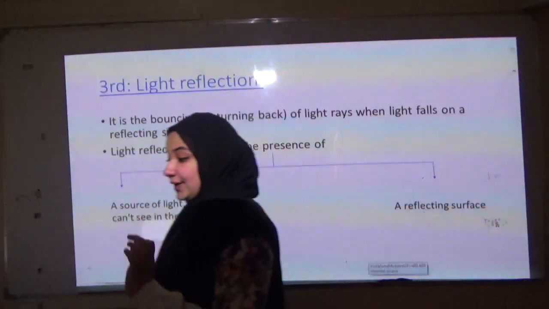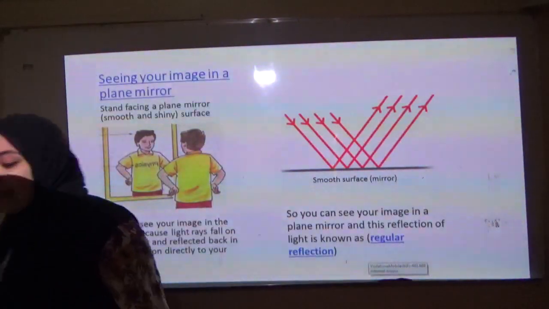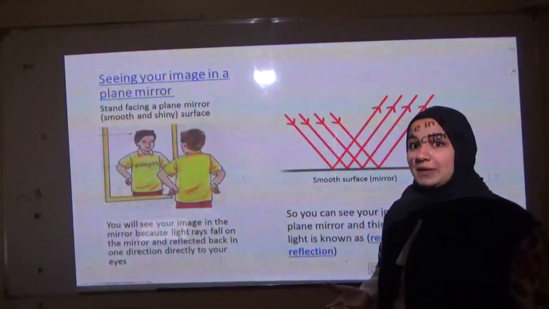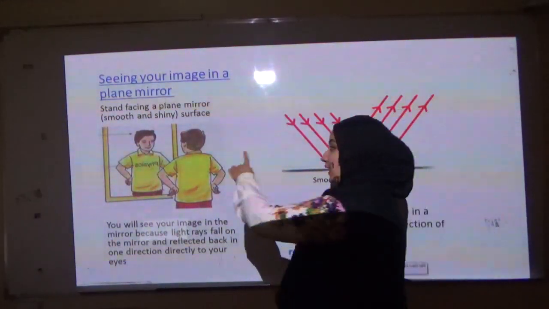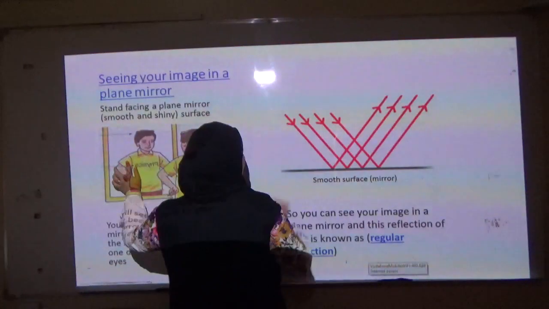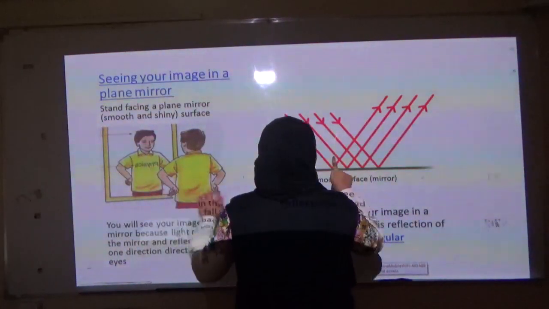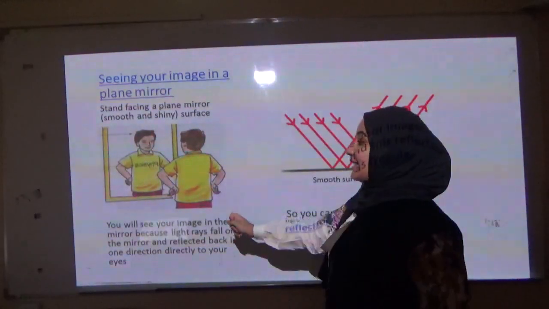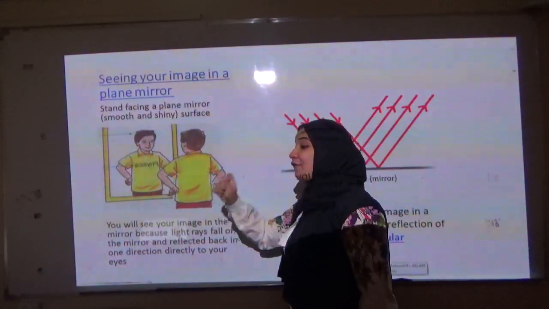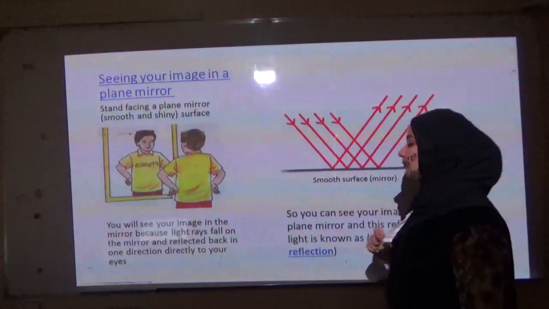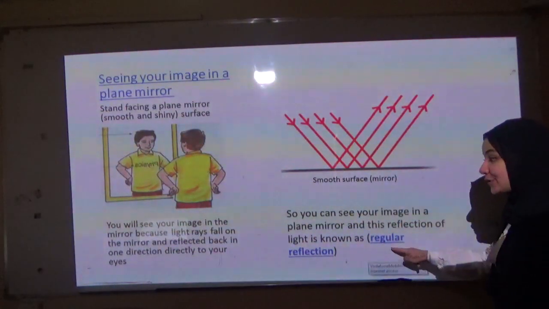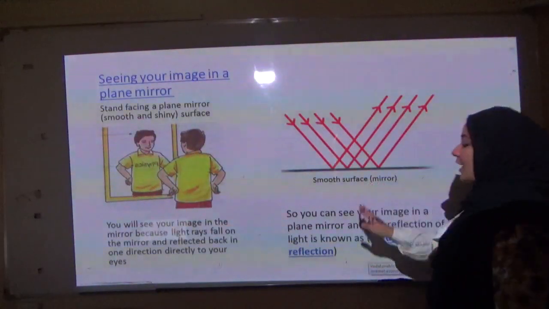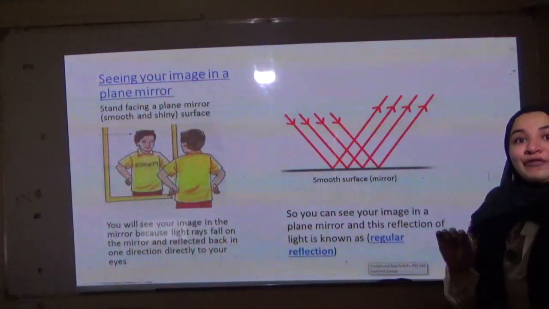For example, the mirror, seeing your image in the mirror. How can I see myself in the mirror? The light falls on the mirror and then becomes reflected to our eyes, so that I can see myself in the mirror. The mirror is a smooth and shiny surface. This is called a regular reflection.